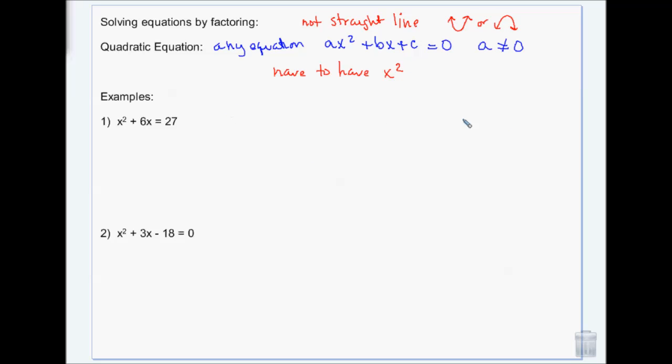So the first thing you need to do, you need to make sure it's equal to 0. So see how this is equal to 27? First I have to set it equal to 0, so I'm going to make that x squared plus 6x minus 27 equals 0. So what I did is I picked this up and I moved it to the other side and changed signs.